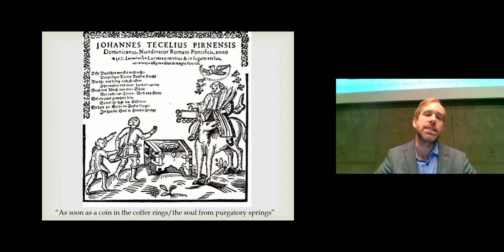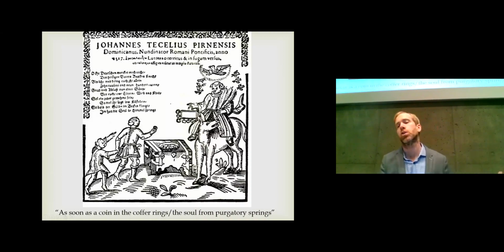They even had these kind of rhymes, these ditties. As soon as a coin in the coffer rings, the soul from purgatory springs, which basically invites people, compels people to donate their money to the church in order to liberate their souls from purgatory.